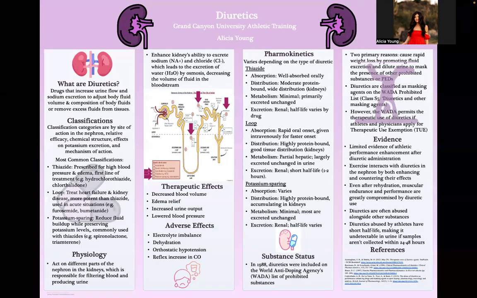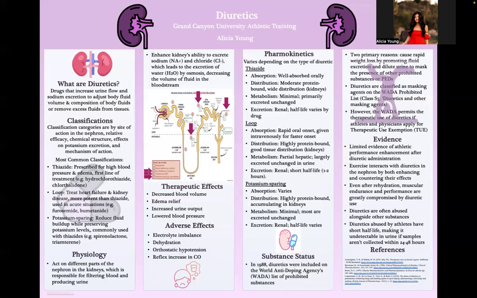Exercise can also have a big effect on diuretics as well, and this can lead to negative consequences in pharmacokinetics. So pharmacokinetics are very dependent on the classification or the type of diuretic. Right here, I listed the three most common again.